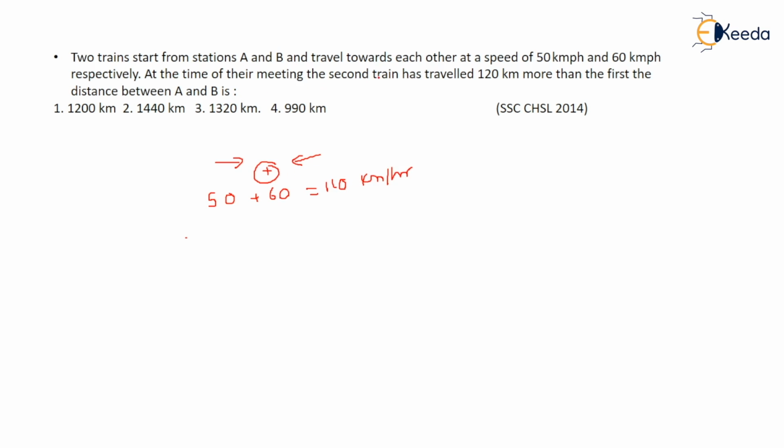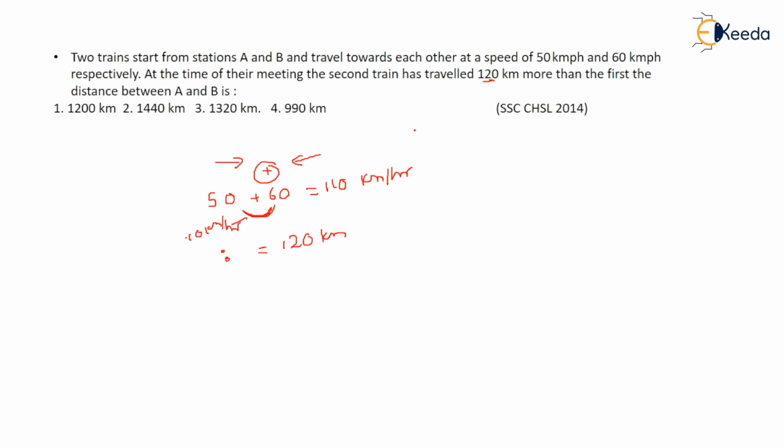At the time of meeting, the second train has traveled 120 kilometer more than the first train. Find the distance between them. So here it is said that at the time of meeting, the train had already covered 120 kilometer more. And what was the difference between their speeds? It is 10 kilometer per hour. The difference between 50 and 60 kilometer per hour is 10 kilometer per hour.